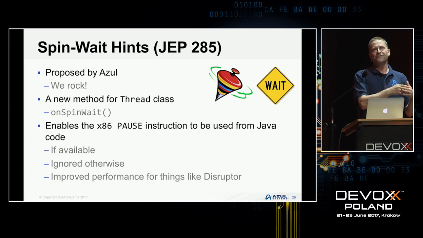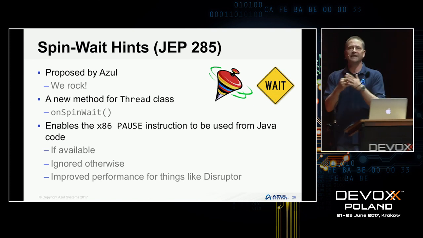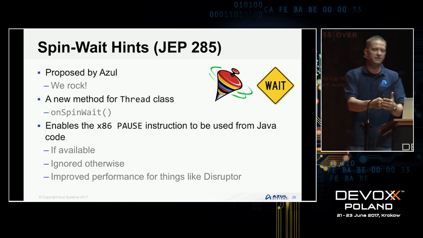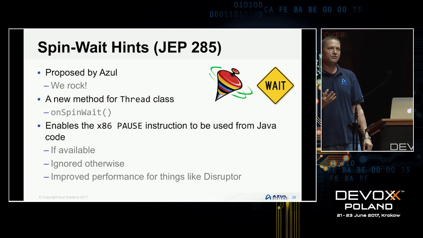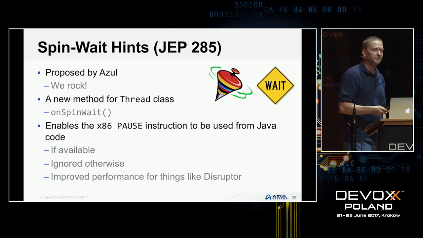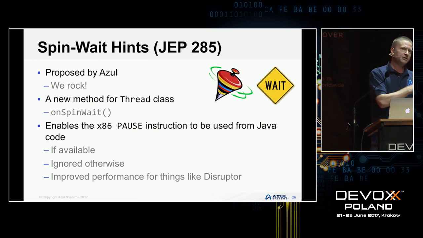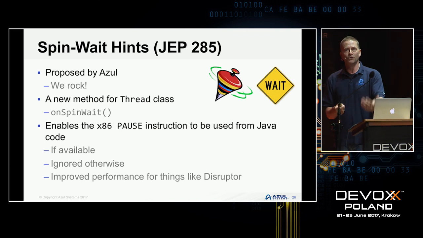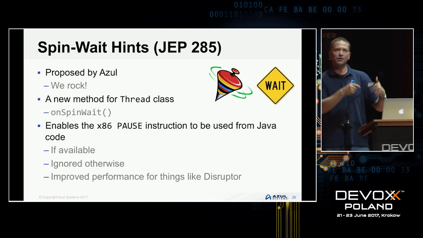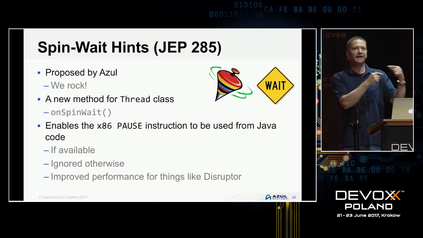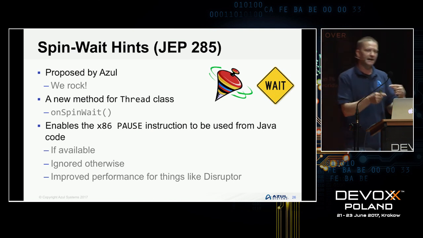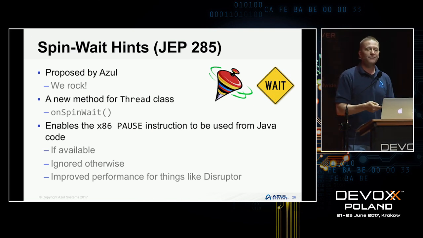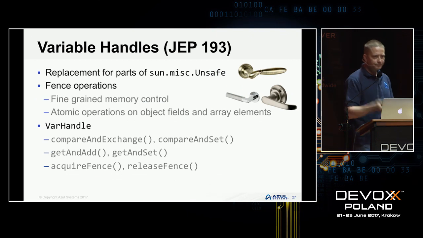And then if the JVM is aware of this, and if the hardware supports it, you can use something like the pause instruction on the x86 architecture. If it's not available, it just gets ignored, so there's no overhead. But if it's available, this can improve efficiency because rather than spinning the processor, it actually pauses the processor, and it reduces power consumption. And what we found is that for things like the disruptor from LMAX, this actually makes a significant difference. Well, somewhat significant.